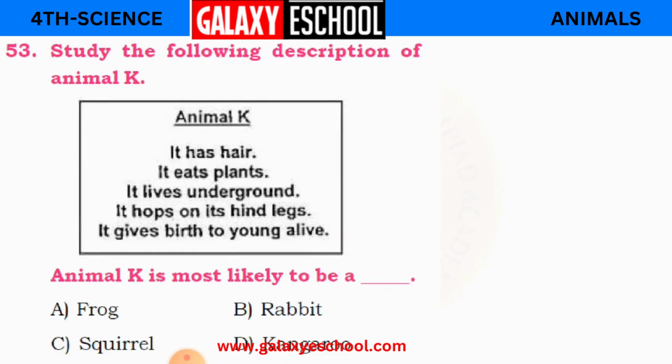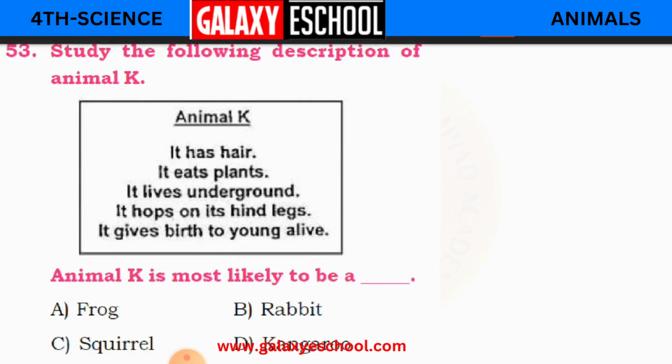53rd one. Study the following description of animal K. Okay, so what is animal K? It has hair. It eats plants. It lives underground. It hops on its hind legs. It gives birth to young alive. Okay, what is this animal? Animal K is most likely to be a frog, rabbit, squirrel or kangaroo.